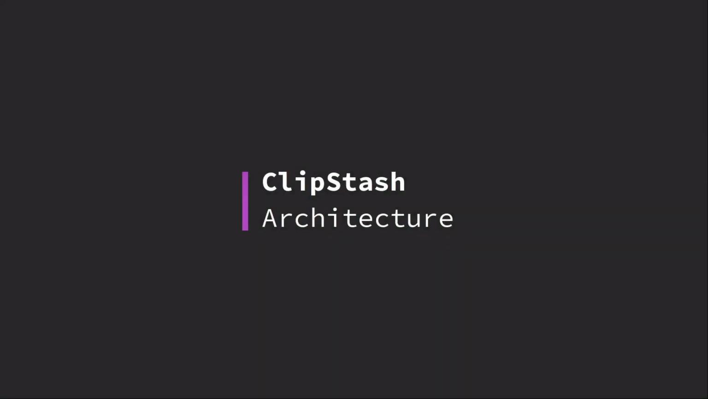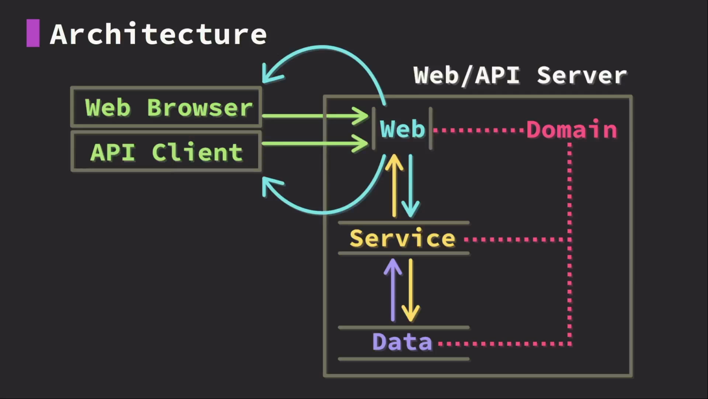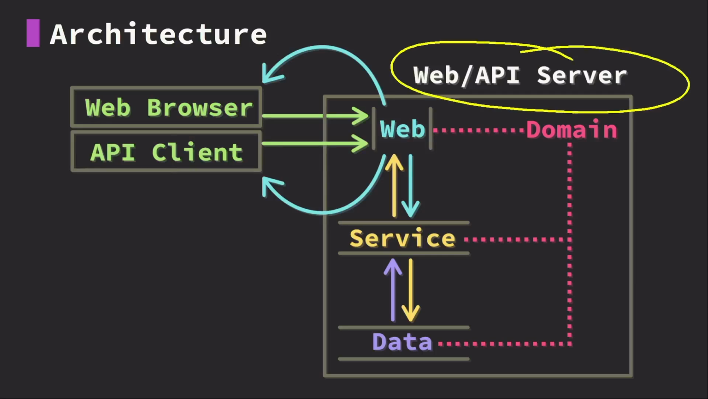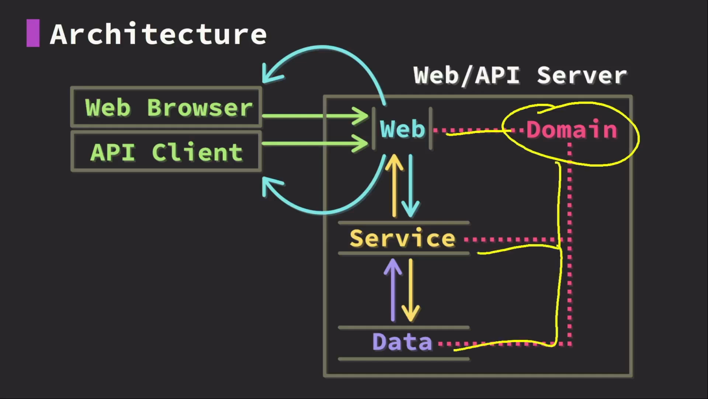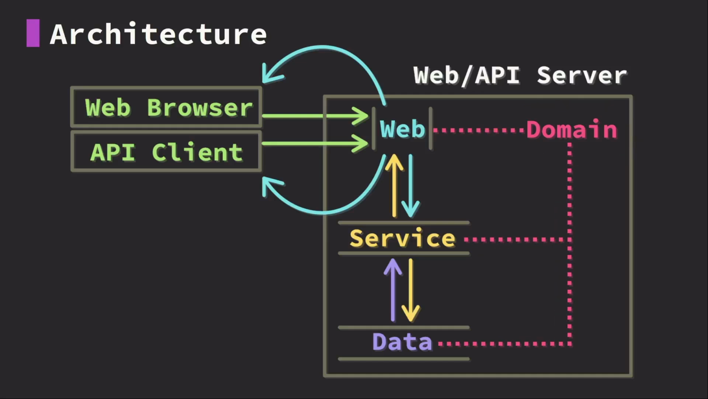In this video, I'll be going over the architecture of the ClipStash project. So we'll be creating an enterprise-grade architecture that consists of multiple components and layers. We have a single web API combination server with a web component, a service layer, and a data layer. We also have a domain component which can access the web, service, and data layer at will. We'll be going into details over these different layers and components shortly.